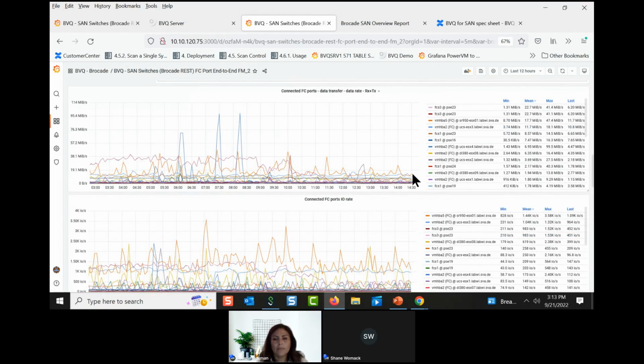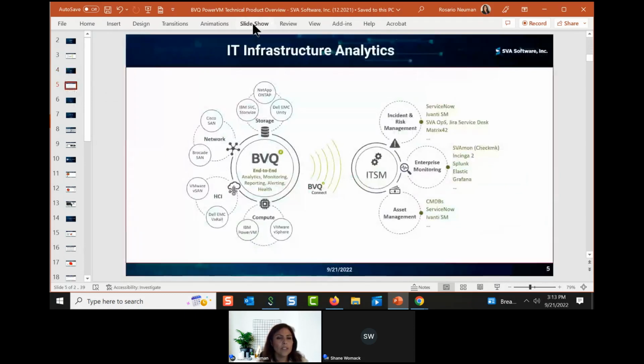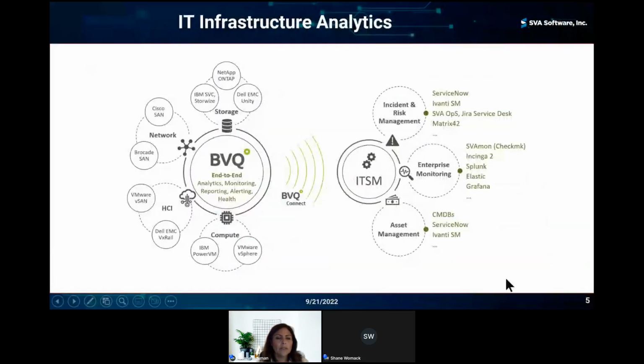Perfect. The next question is, what platforms do you support on the server side? Okay, so let me go through that. This is a nice slide that can give you a summary. On the compute side or server side, we support VMware, and we also support IBM Power VM. So VMware and IBM Power VM.